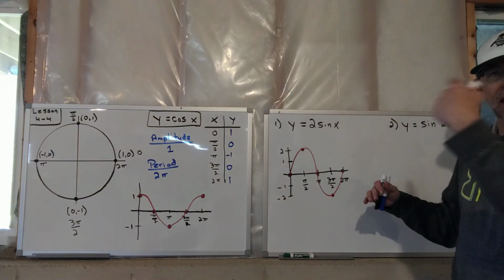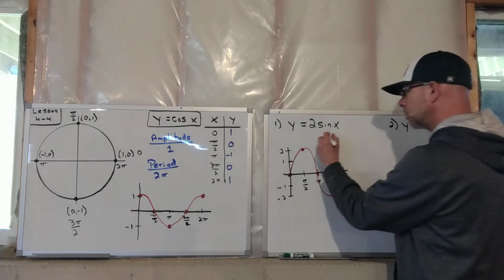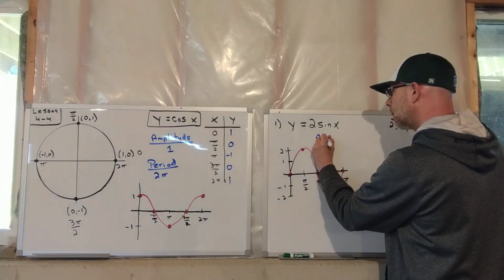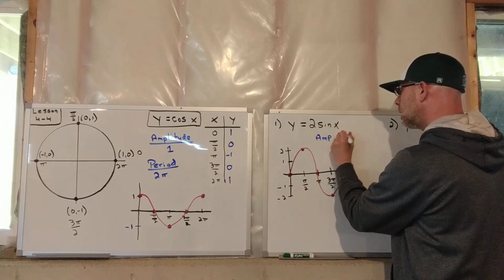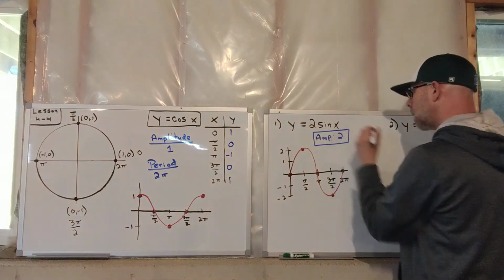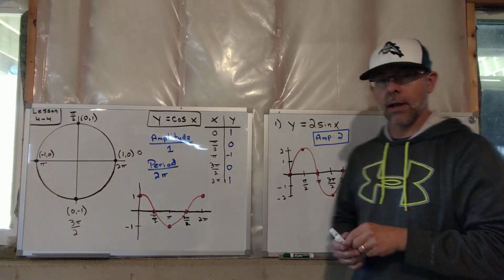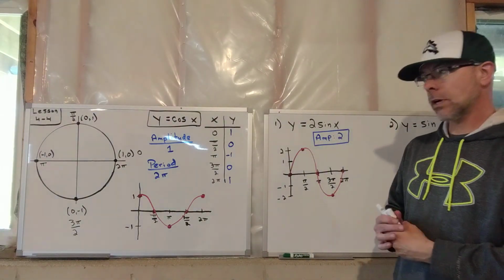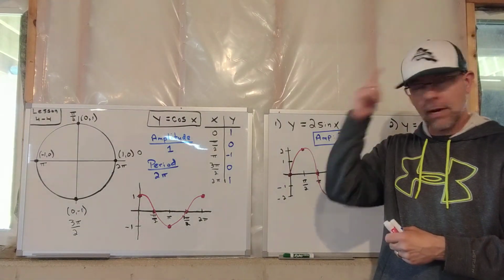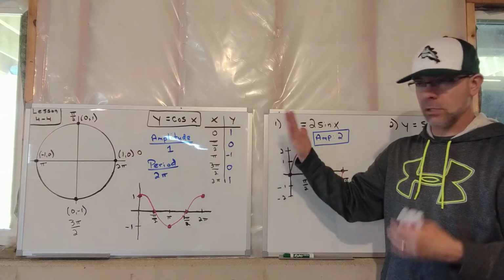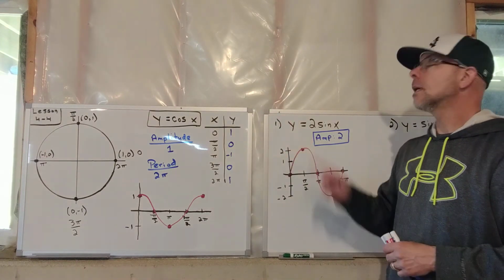What changed? Amplitude did. The amplitude is 2. And I'm going to start calling that AMP for amplitude. So you guys, we're going to start the shortcut business like in our head right now, because like I said, we're not making these charts. We're going to end up shortcutting that.